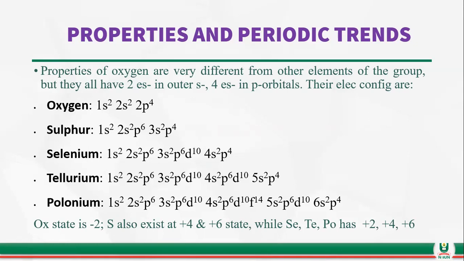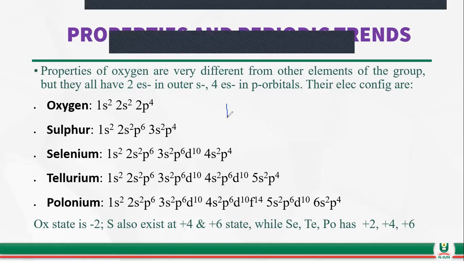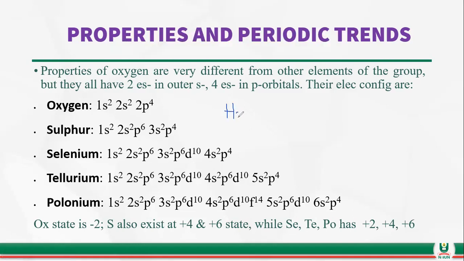When you look at the hydride of sulfur and the hydride of oxygen, you will see that peculiar nature. If oxygen has an atomic number of 8 and you are combining it with hydrogen, you will form H2O. So the molecular weight of this will be 16 plus 2, 18 grams per mole.